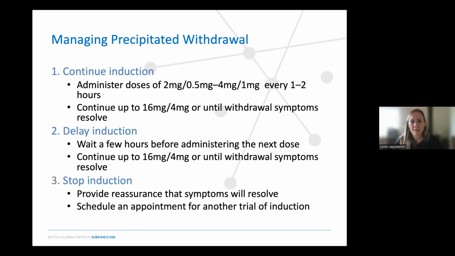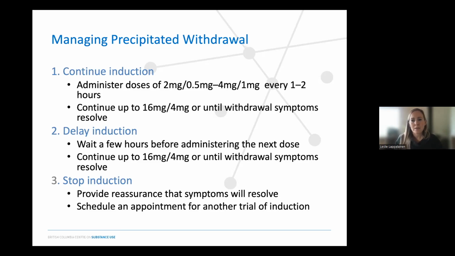So what happens if they precipitate? You have several options. One is to try to continue to give buprenorphine doses to try to overcome the precipitated withdrawal, so continue to push their dose up to 16 milligrams. Another option is to wait longer. So essentially you're just waiting for more of those full opiate agonists to clear out of their system, and then you try again several hours later.